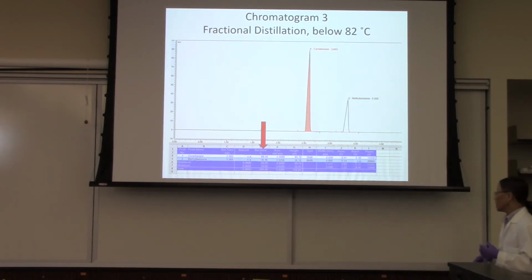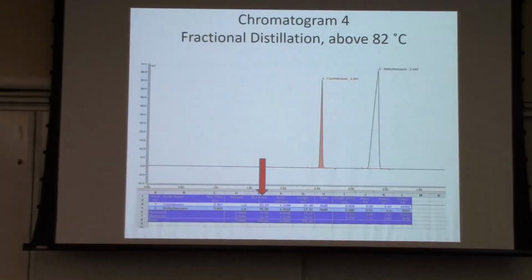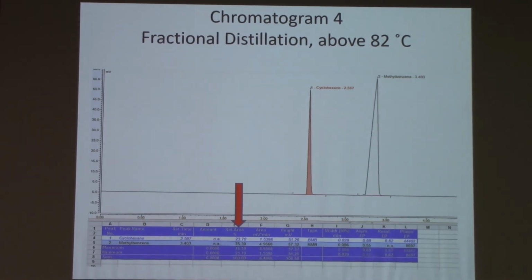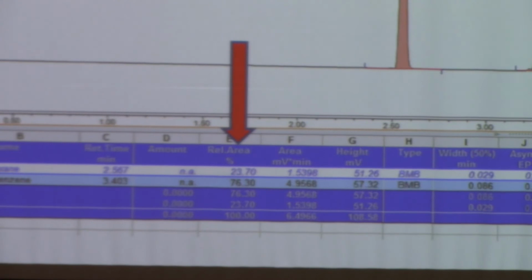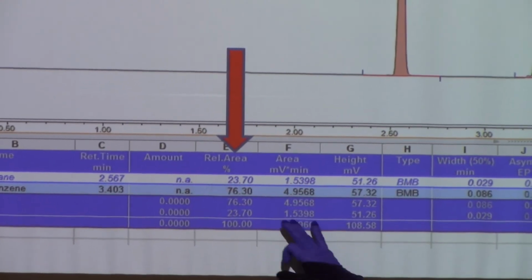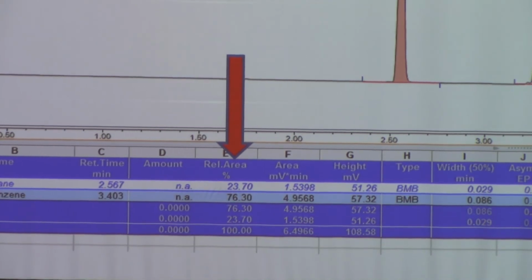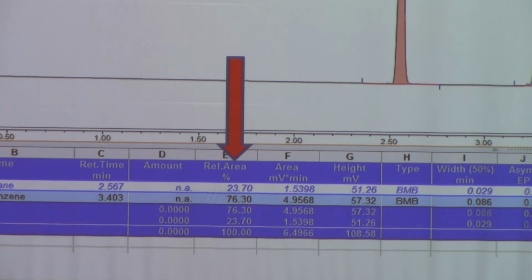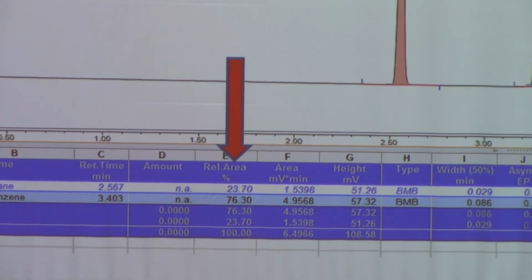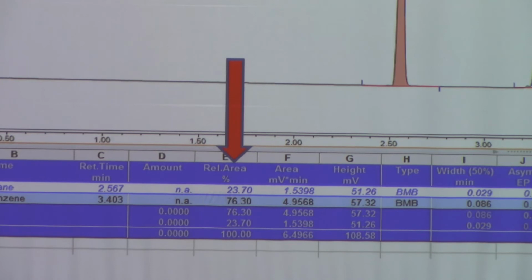And we can also do a comparison for the above 82 degrees Celsius chromatogram between the fractional distillation and simple distillation. So simple distillation, fractional distillation, you can see here, at a higher temperature, you're supposed to have a higher percentage of the higher boiling point component here. Now we have 76.30%. Compared to the simple distillation, that is a higher percentage in terms of methylbenzene.